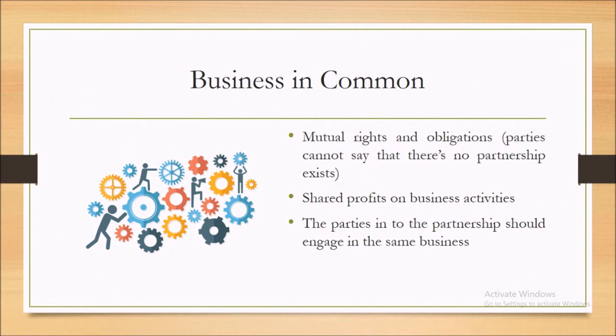Then the parties into the partnership should engage in the same business. Now, let's say there are parties called A and B. While A is engaging with the co-business, the B cannot get involved with another, right? So B has to be with A, engaged in the same business. So then only the partnership exists, right? So these are the conditions.